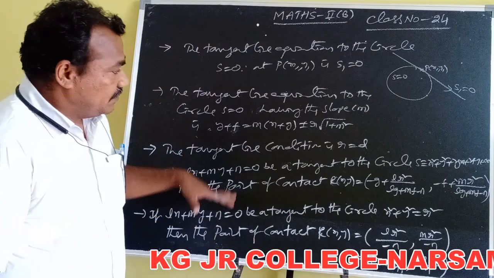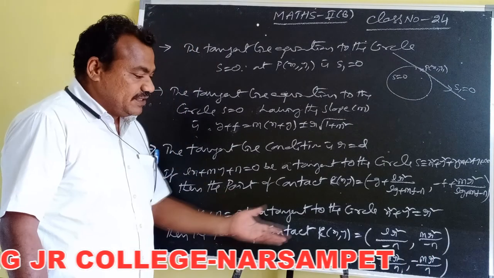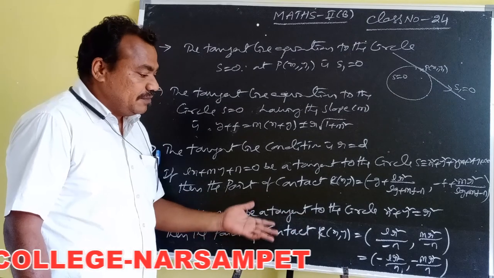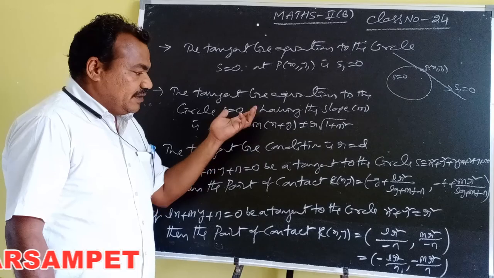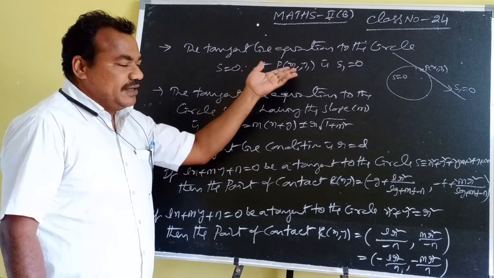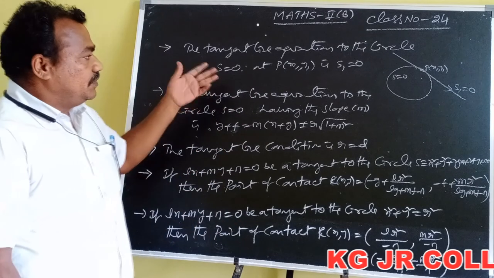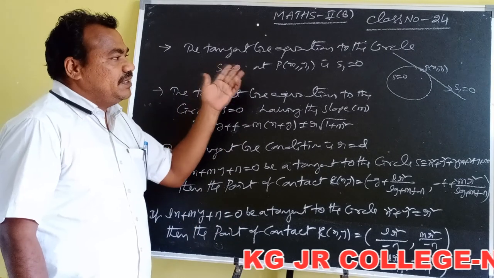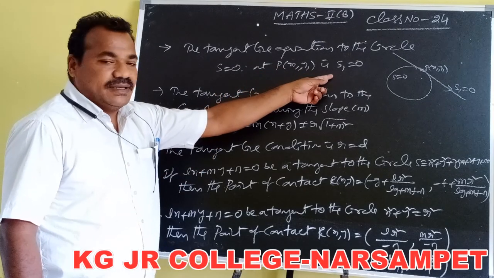Already students, we explained this and did problems based on the point of contact, the tangent line equations, and finding the tangent line equation and the normal line equation. So once again, I'm explaining this. To find the tangent line equation, whenever the point of contact is given, it is S1 = 0.